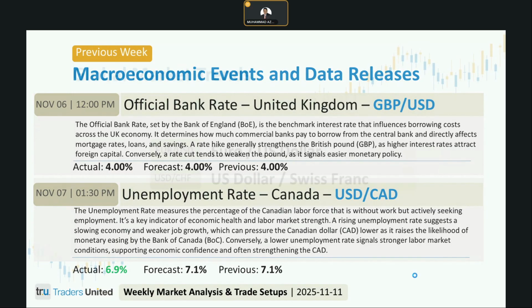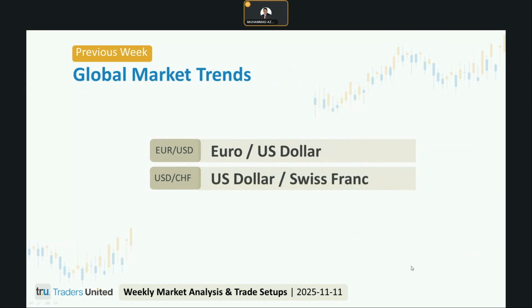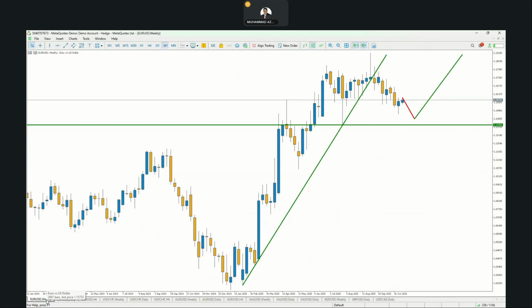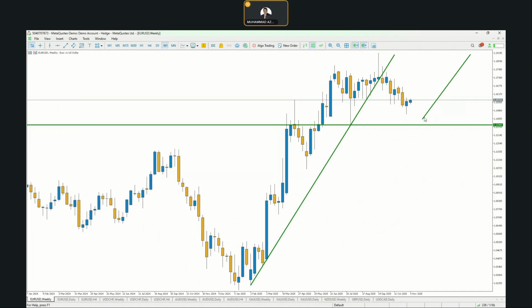Now, let us take a look at previous week global market trends. Let's talk about the euro dollar, and then I'm also going to take a look at US dollar Swiss franc currency pair. So, this is the chart of euro USD currency pair. It seems to me price action is trying to rise up over here.